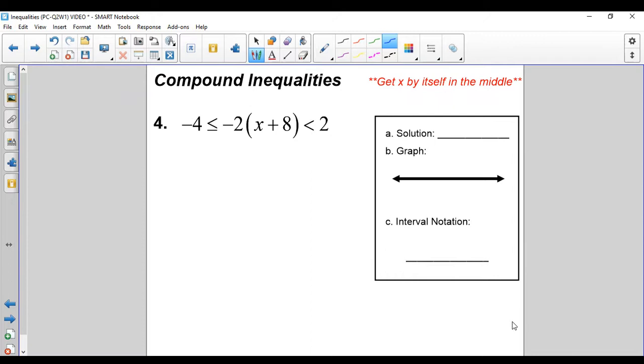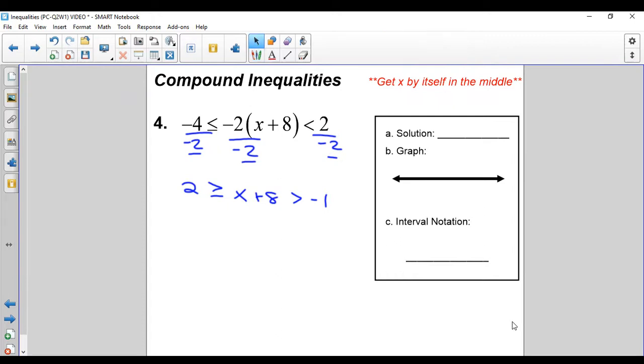There's two ways you can go about this one. The first way I'm just going to go ahead and divide everything by -2. Now, remember, when you divide by a negative, you flip the inequality symbol. X plus 8 is in the middle now, and then it's greater than -1. When I divide everything by -2, I'm literally dividing all three sides by -2, the left side, the middle, and the right side. So whatever I do to the middle, I'm doing to all three.